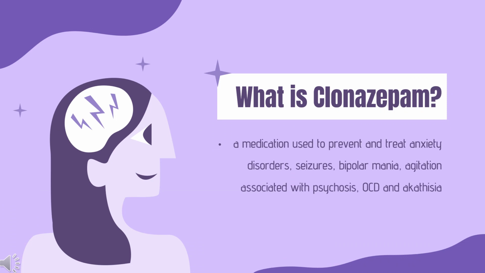What is clonazepam? Clonazepam, sold under the brand names Klonopin and Rivotril, is a medication used to prevent and treat anxiety disorders, seizures, bipolar mania, agitation associated with psychosis, OCD, and akathisia. It is a tranquilizer of the benzodiazepine class. Clonazepam was patented in 1960 and went on sale in 1975 in the United States from Roche. It is available as a generic medication. In 2020, it was the 44th most commonly prescribed medication in the United States, with more than 14 million prescriptions. In many areas of the world, it is commonly used as a recreational drug.